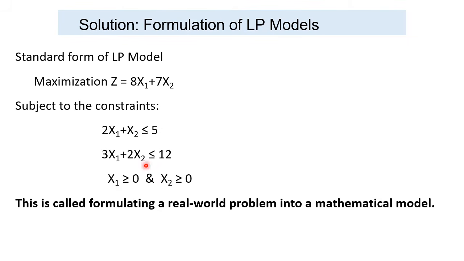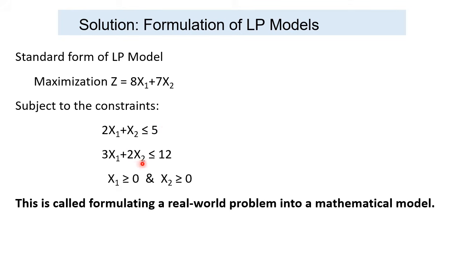So after finishing the problem formulation, we can put it as a standard form of linear programming model. That is, maximization Z equals 8x1 plus 7x2 subject to the constraints 2x1 plus x2 less than or equal to 5. 5 is the units available, the flour units available.